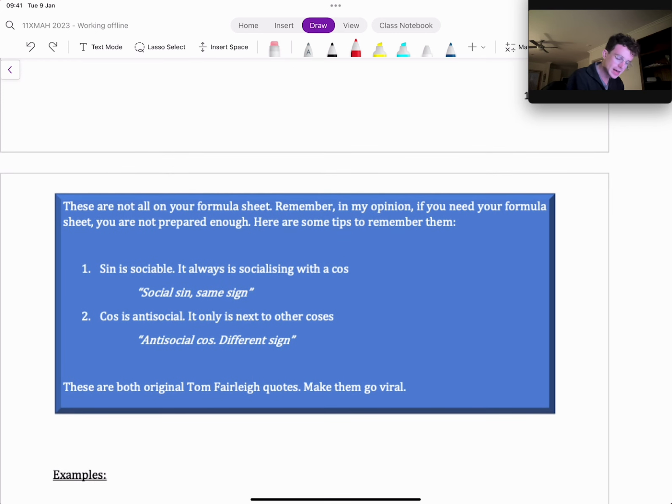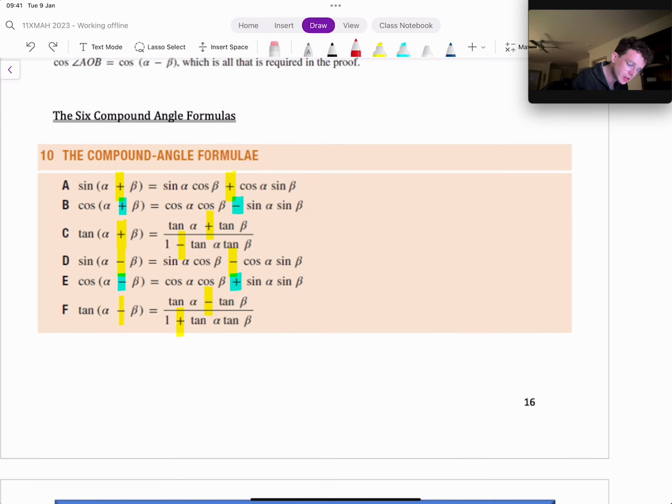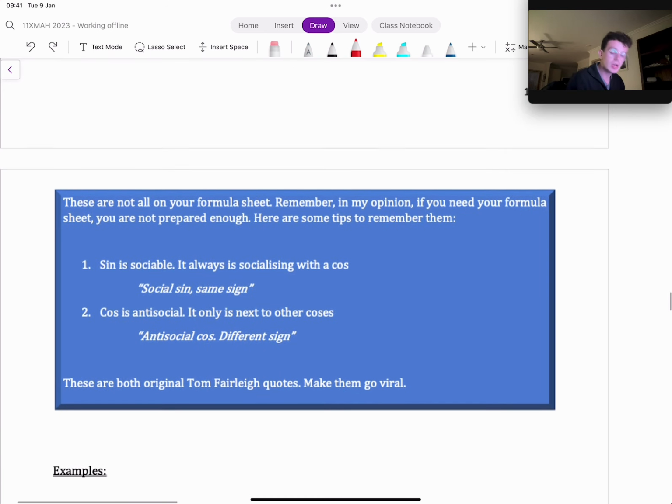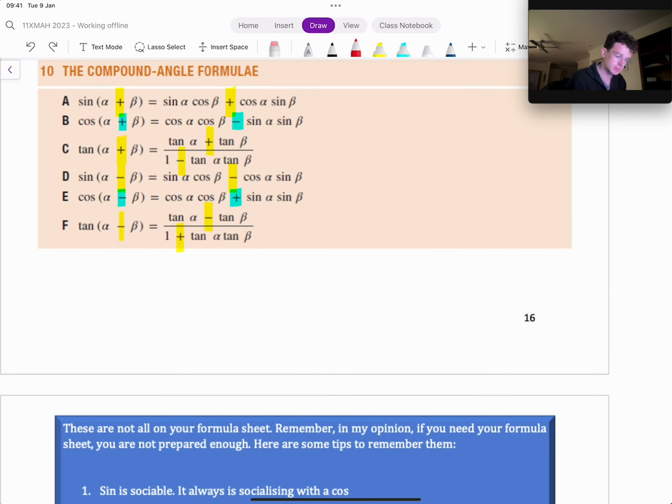Number two, cos is antisocial. We can all relate to cos. It only is next to other cosines. So antisocial cos, different sign. Here we can see up here in our rule, the cosines are only hanging out with other cosines, and the sines are only hanging out with other sines. And there's also a different plus or minus, a different sign in the middle here. There's a plus here and a minus here. So the two things I like to remember for the formulas are social sine, same sign, and antisocial cos, different sign. I haven't really come up with one for tan. If you can think of one, let me know. But really, you just got to remember the tan one.